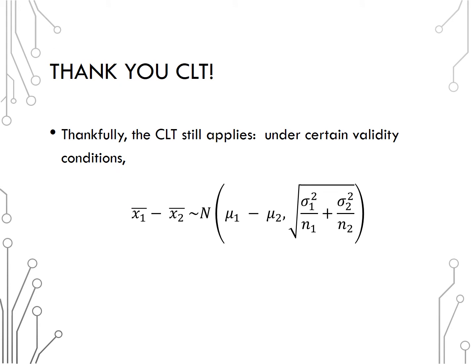Under the central limit theorem, with certain validity conditions met, the sampling distribution of the difference in sample means, x bar 1 minus x bar 2, will be approximately normal, centered at the difference in true means, mu 1 minus mu 2, with standard deviation the square root of sigma 1 squared over n1 plus sigma 2 squared over n2.